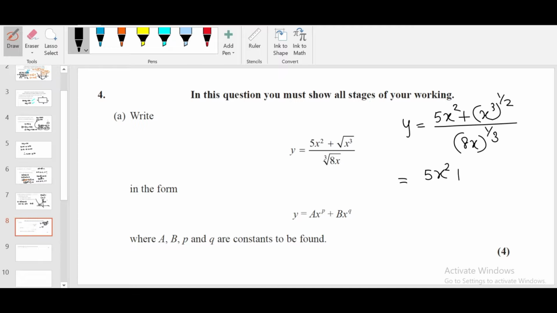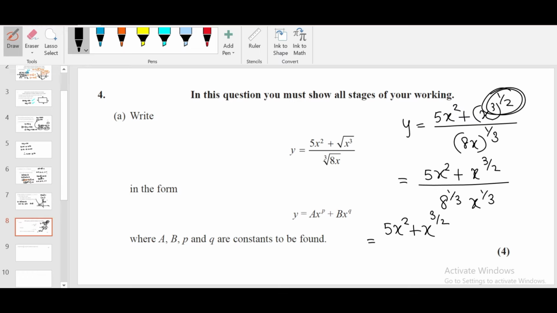5x squared. The laws of indices says you can multiply the powers if you have like this. So x power 3 over 2 divided by, you distribute the power 1 over 3 for 8 and x. 8 power 1 over 3, x power 1 over 3. So that's going to be 5x squared plus x power 3 over 2 divided by 8 power 1 over 3. Use your calculator. It's 2 x power 1 over 3.